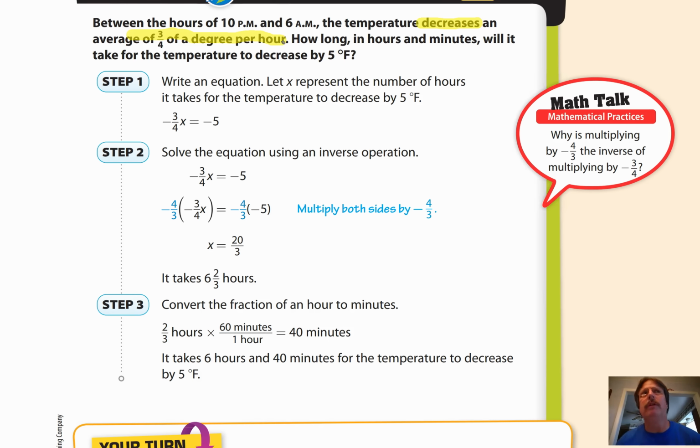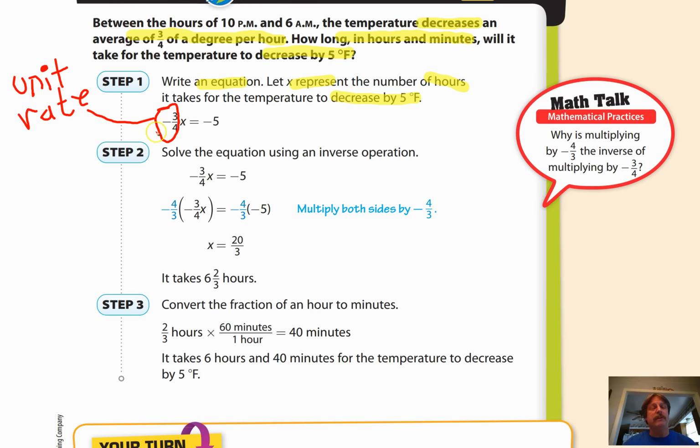Unit rates are usually going to be your coefficient in front of a variable. So then, how long in hours and minutes will it take for the temperature to decrease by 5 degrees Fahrenheit? We're going to have to write this expression. They let x represent the number of hours it takes to decrease by 5 degrees. The 5 degrees is a negative 5 on one side, and this is the unit rate. When you see a coefficient, you usually can look at that as the unit rate. So negative 3/4, because it says decreases an average of 3/4 of a degree per hour.